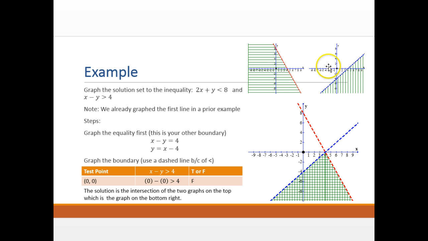So now I have two separate graphs. My actual solution is the intersection of these solutions. So I graph the two lines here, and I only graph the portion of the graph which is true for both of them. And that's down here in this bottom left region. This is true for this right graph, and it's true for the left graph. If we wanted to, we could actually graph them both, do our shaded lines here, and then where they overlap is where I would shade in.